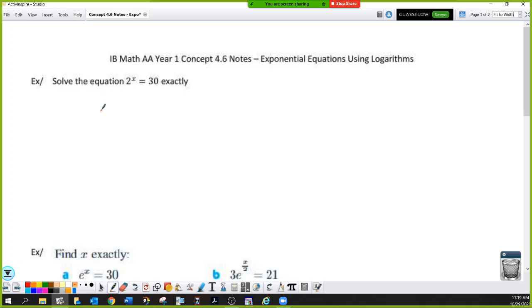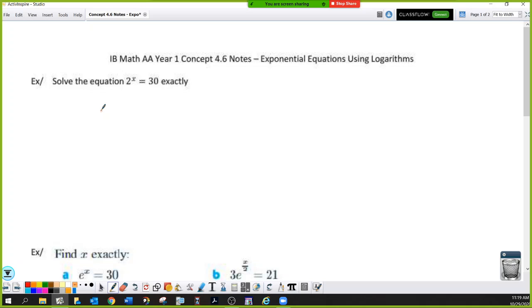Now, we've done exponential equations before, but when we did them, we had to play games and make sure the bases on both sides matched, right? Because then we could say, once the bases on both sides match, we can just forget about the bases and set the exponents equal to each other. Well, now we're going to be doing some exponential equations using logarithms. The first one's really straightforward.